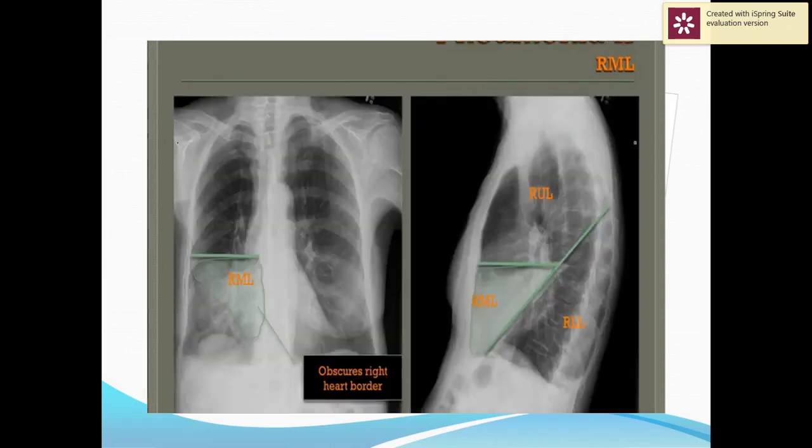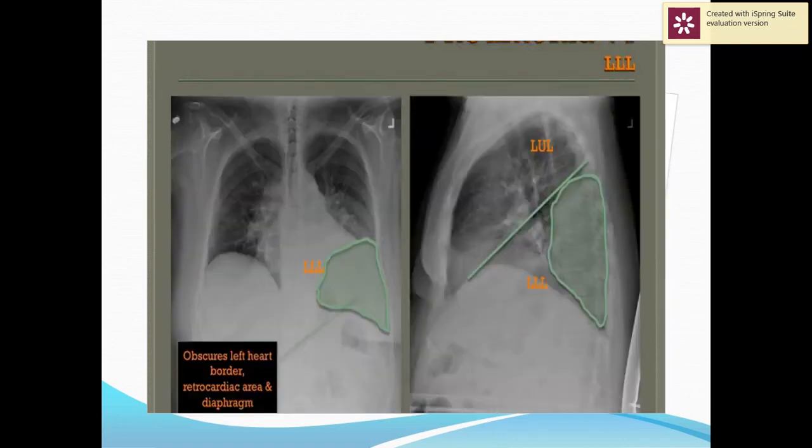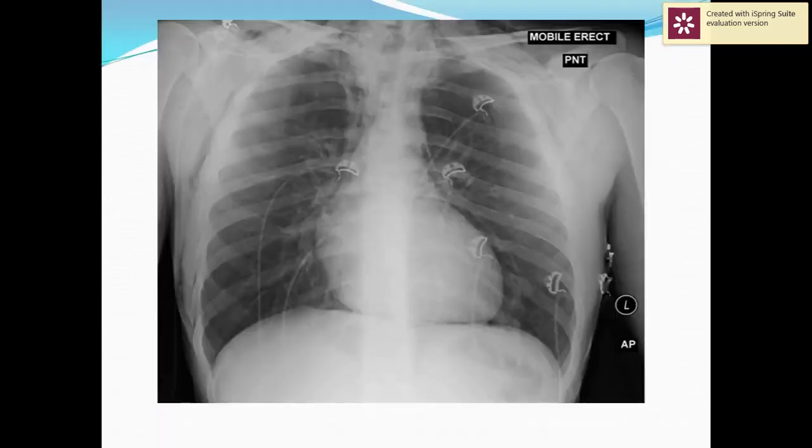It's very important for us to localize the site of pneumonia, either it is right middle lobe, right lower lobe, or left, and very important for us the silhouette sign for differentiation. Also here, as we see, this is a patient, one of our patients.